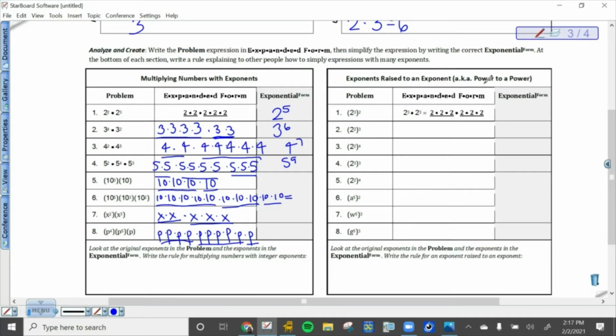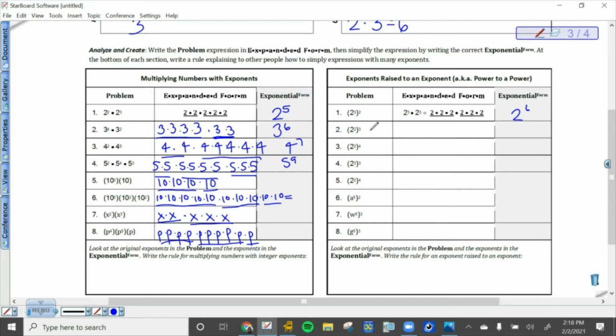So the next side over here, we're talking about power to a power, an exponent raised to an exponent. Again, this is stuff we talked about yesterday, but I just want to review it with you. So for this first one, we have 2 cubed, 2 to the third power, raised to the second power. So 2 cubed squared. So that means it's like 2 cubed times 2 cubed, which is 2 times 2 times 2 times 2 times 2 times 2. So how do we write this in exponential form? How many 2's are there? 6. So it's going to be 2 to the 6th.